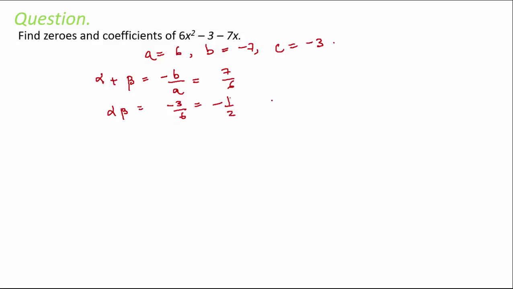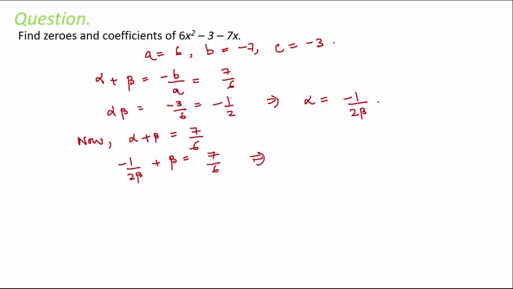Right? So from this we can say that alpha is equal to minus 1 by 2 beta. Now, we also know that alpha plus beta is equal to 7 by 6. So we can put the value of alpha is equal to minus 1 by 2 beta here. So this becomes minus 1 by 2 beta plus beta is equal to 7 by 6. Now when you keep solving this, you get an equation like this: 12 beta square minus 14 beta minus 6 is equal to 0. I'm not going to show all the steps because that's going to consume a lot of time, and this is a very quick summary video, so you can do the calculations on your own.